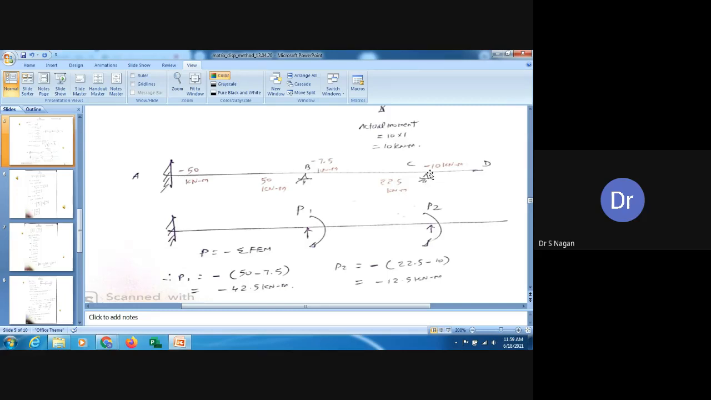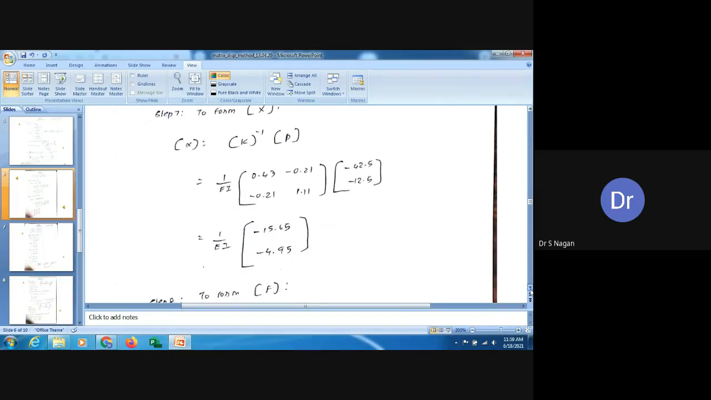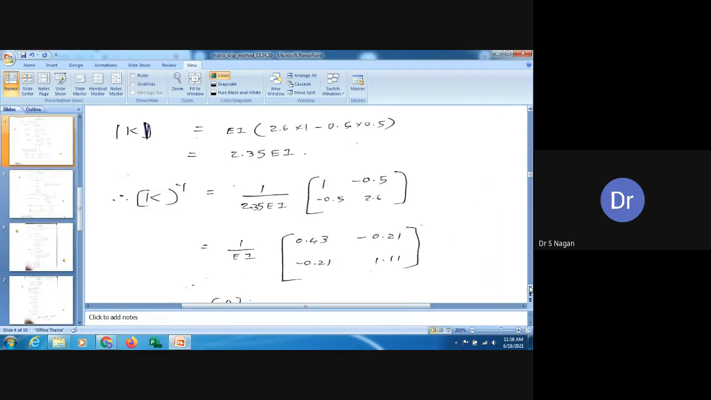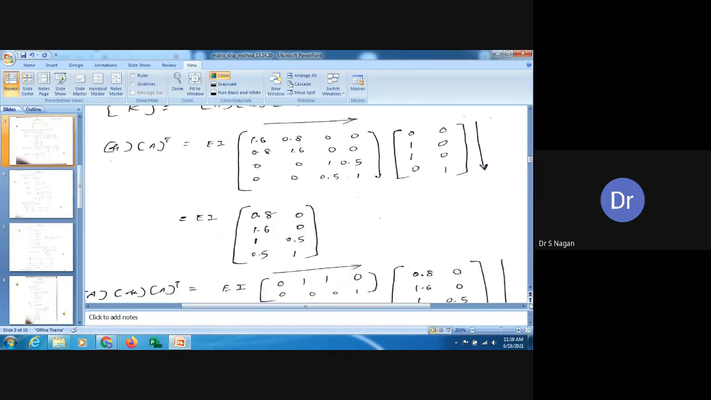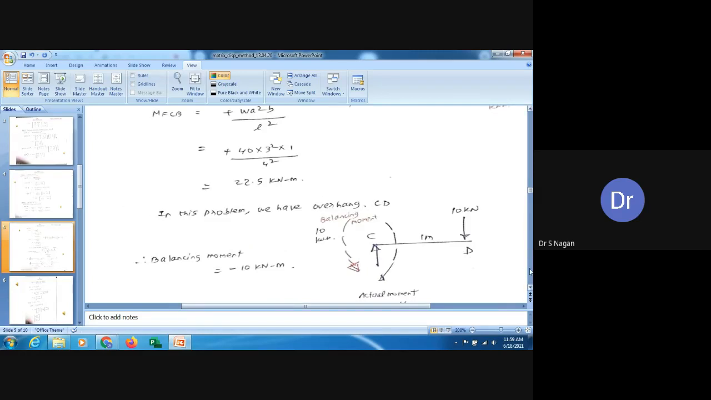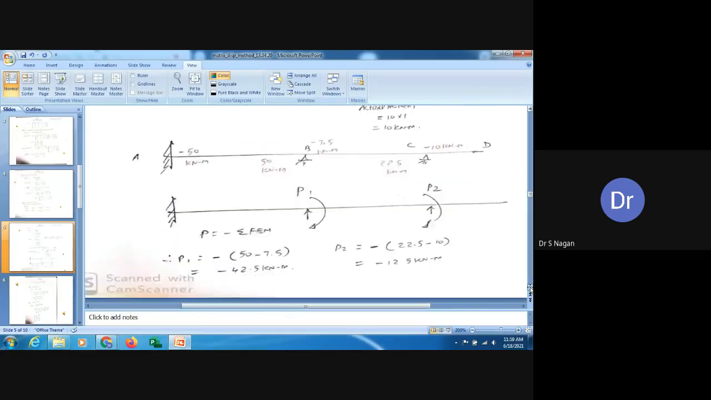In this step only will we have a change. All other steps are the same. Once you have the P matrix, then K inverse into P will be X, then F equals K transpose into X, so everything will be the same. Okay, K inverse into P, and once you get the F matrix, you can get the final end moments.